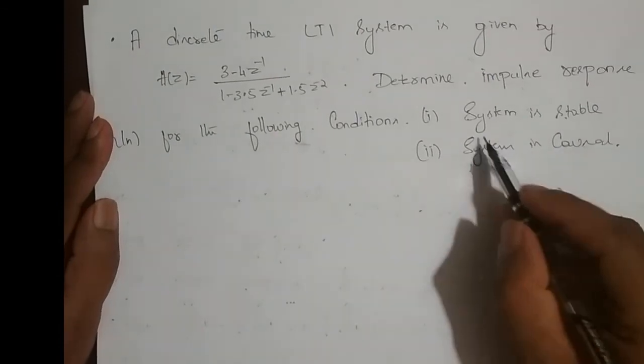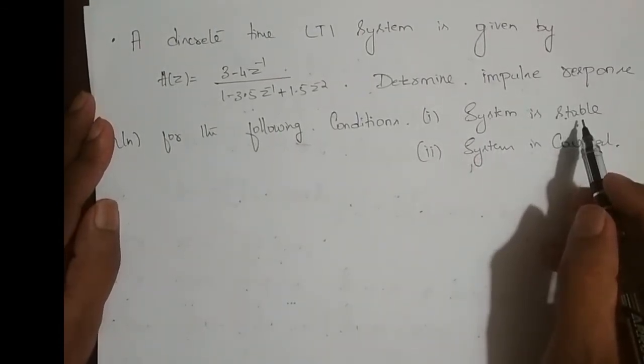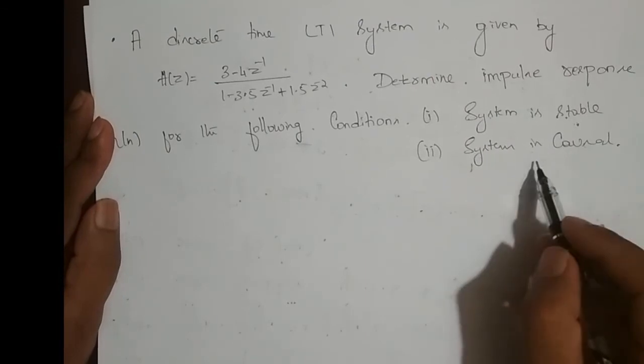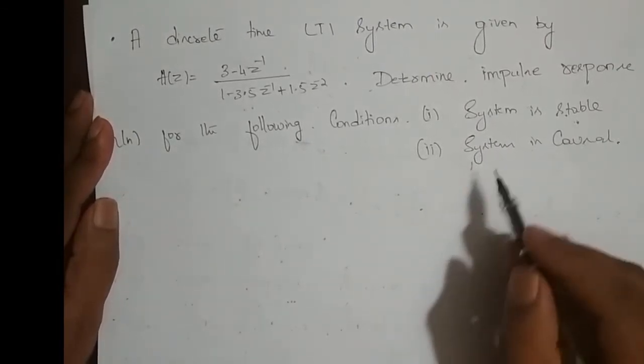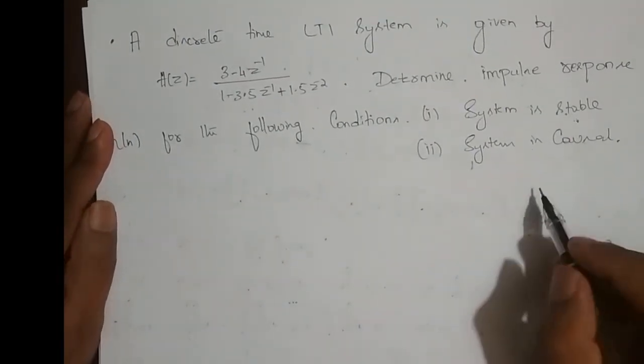Now what is the condition for a system to be stable? Its ROC contains the unit circle. And what is the condition for a system to be causal? Its ROC should be outside the outermost pole circle.